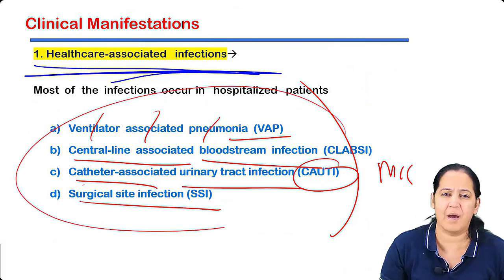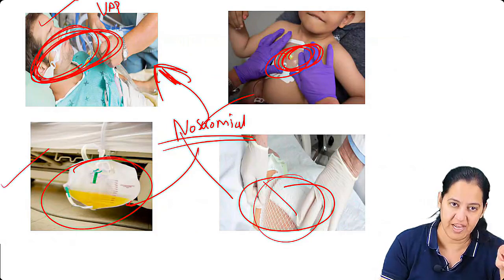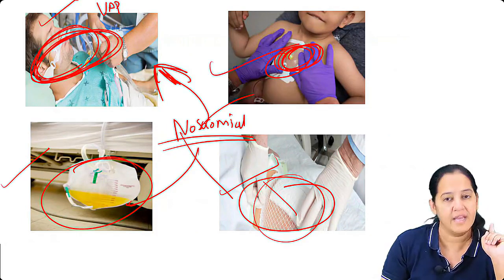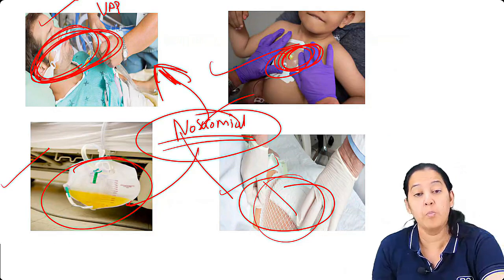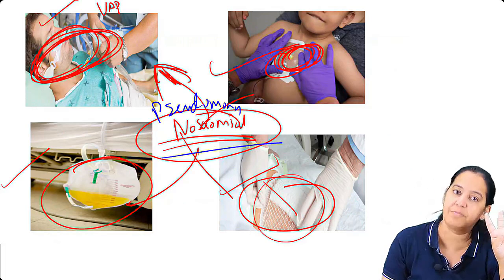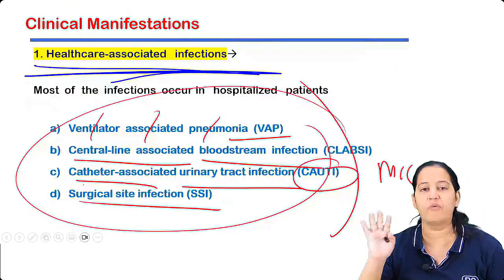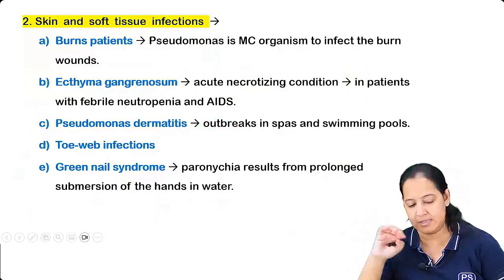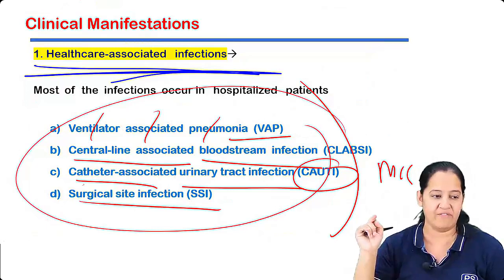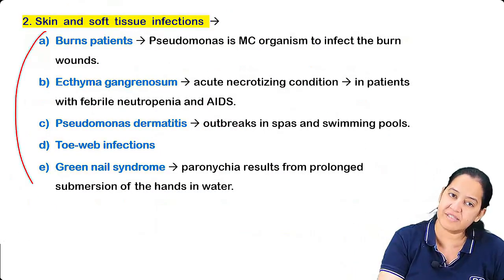Don't learn the big names, don't memorize, just look at the diagram. So ventilator, UTI, catheter associated UTI, surgical site and central line. What is the most common cause of these four? Most common cause is pseudomonas. These four occur only in hospital. All these 4 infections occur only in hospital, and the most common cause of all 4 is pseudomonas. You got it? It is pseudomonas. So this is the most common cause of 4 types of hospital acquired infection. Say yes. Apart from that, it is the most common cause of skin infection.